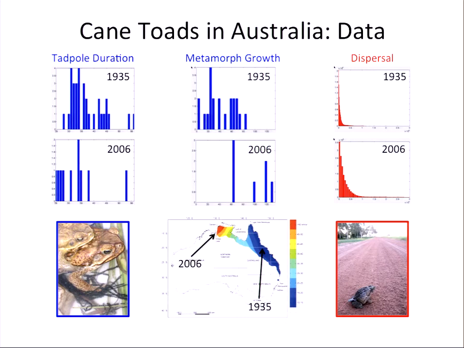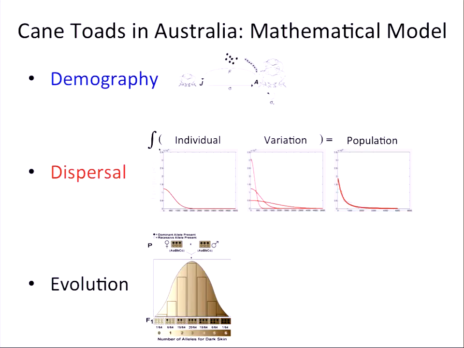So here's a glimpse of the data. We have the distribution of these traits before and after spread. And again, we have all the data on spread as well. And just to give you an idea of the type of modeling approach that I used, it really required three major components. We had to have demography, dispersal, and then some form of evolution. So the demography is just a simple matrix population model with juveniles and adults. Luckily, someone had already developed a model like this, and I was just able to take it and build from it.